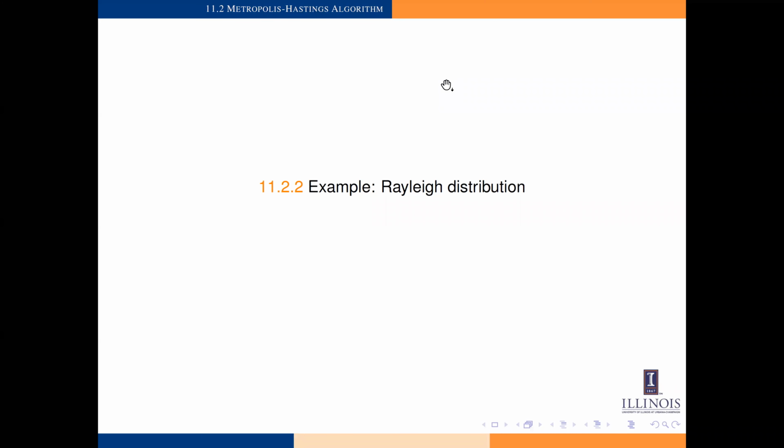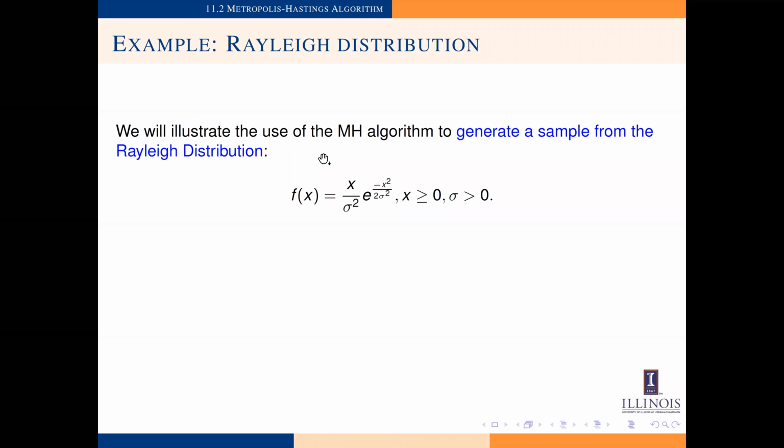Let's see an example of using the MH sampler to draw a sample from the Rayleigh distribution. The Rayleigh distribution has probability density given by f(x) equal to x divided by sigma squared times the exponent of negative x squared divided by 2 times sigma squared. The x in this case is the random variable we want to draw, and that's supported on values greater than or equal to 0. There's only one parameter in this distribution, and that's our sigma. And sigma is restricted to be greater than 0.